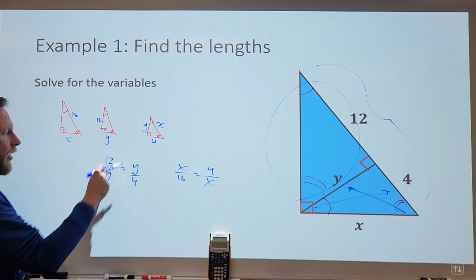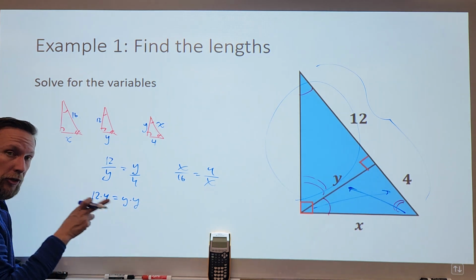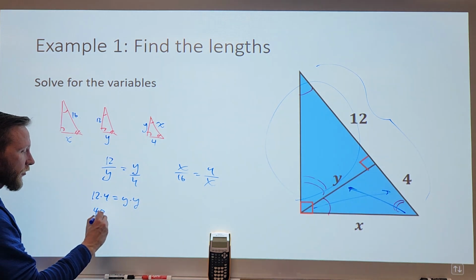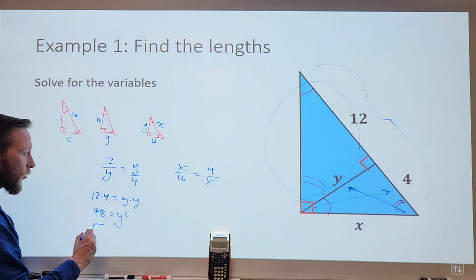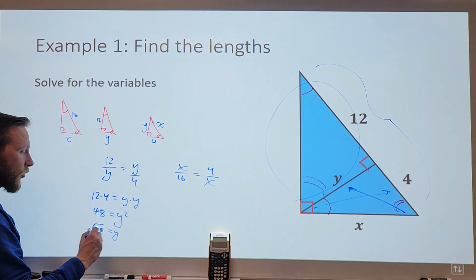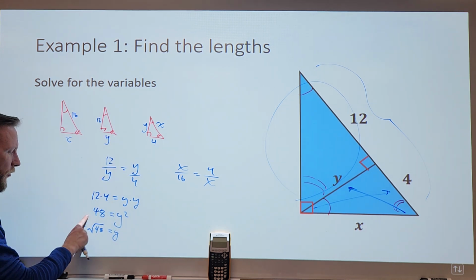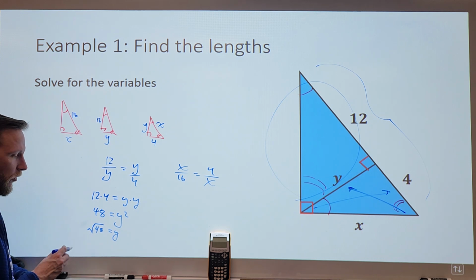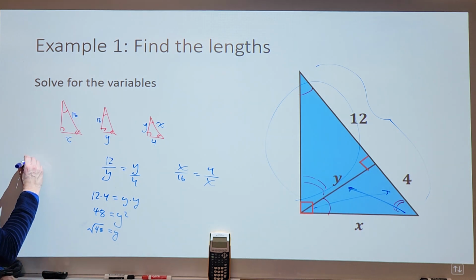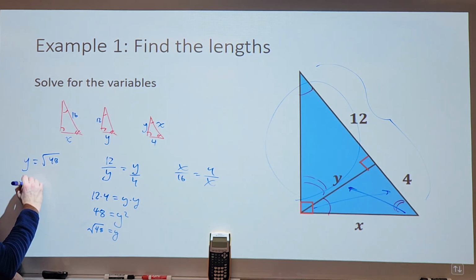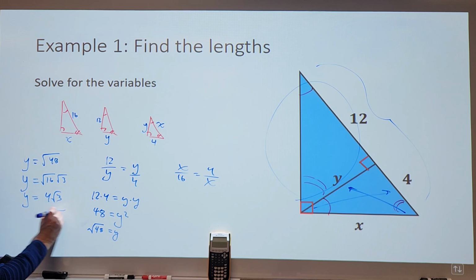But if we're using our cross product property, we get 12 times 4 is equal to y times y. Now here is where our Algebra 1 skills come in handy, because this gives us 48, and this gives us y squared. And so to solve this, we need to take the square root of 48 to get what y is. In Algebra 1, we had to do plus or minus square root. We're not going to have a negative output here, so we don't need the negative square root. We just need the principal square root. The question is, do you remember how to simplify your square roots? So if y is equal to the square root of 48, hopefully you know that that is the square root of 16 times 3, which is going to be 4 times the square root of 3.